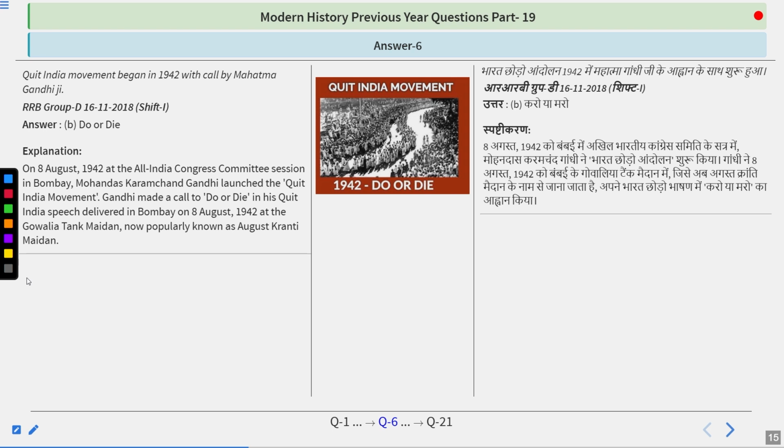If we talk about Mahatma Gandhi, he was imprisoned in the Aga Khan Palace in Pune. Jawaharlal Nehru was imprisoned in Ahmednagar jail, and there he wrote two books majorly. One book was Discovery of India, which is particularly about the history of India till 1942, the Quit India movement.